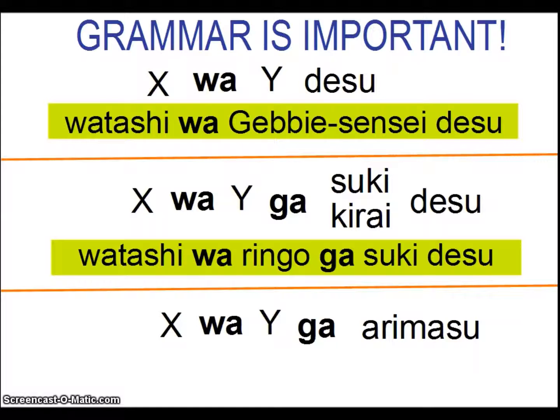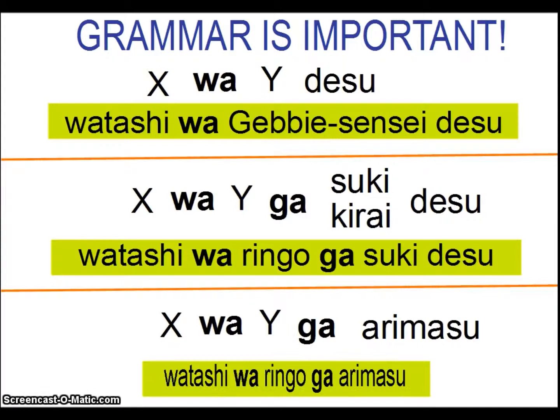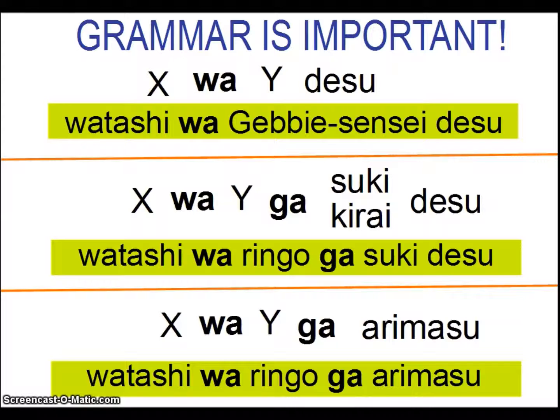So the way that we can remember this is watashi wa ringo ga arimasu. I have an apple. But this doesn't just have to be something that I have. You could plug anything you want into X and Y. You can say the town has a library, the girl has a toy, the class has a test. So you can plug in whatever you need to for X and Y.